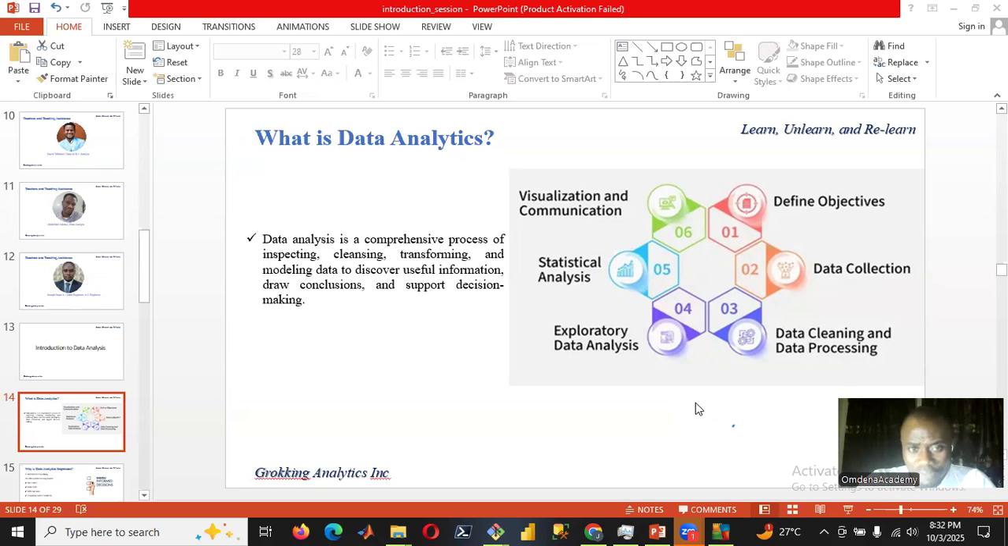Then the last phase of any data analysis project is to have visualization and communication. You have your report ready, right? Now you have to communicate your report. And that is actually one of the places that most people find challenging. It's not all about how good you can speak.